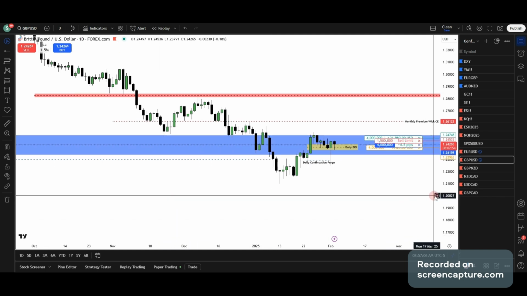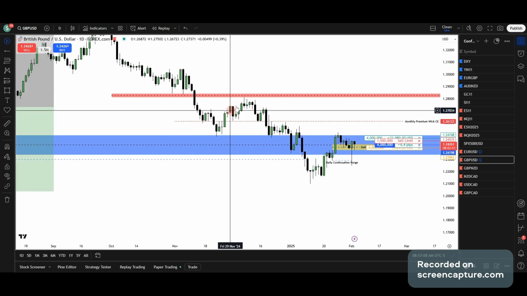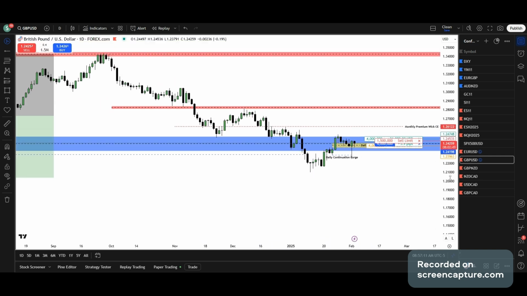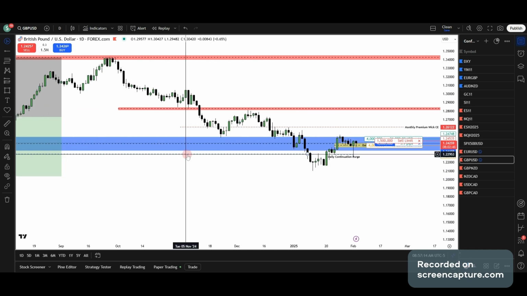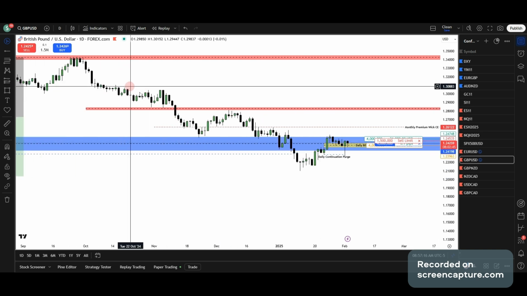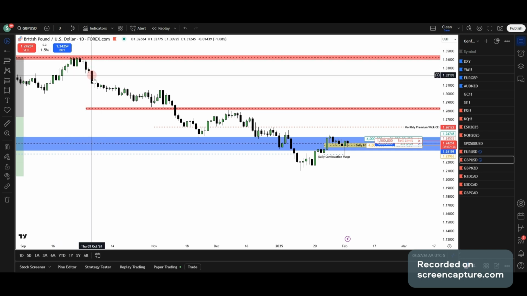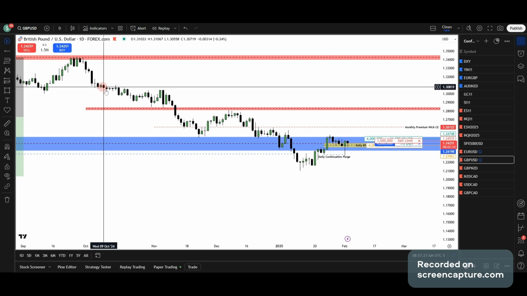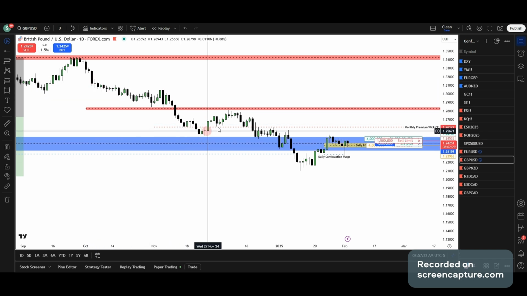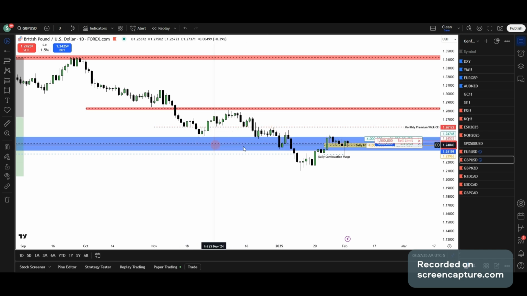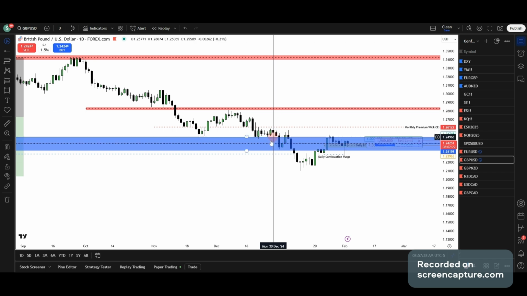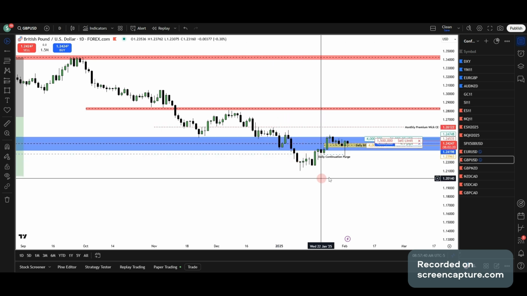So ultimately, I'll zoom out a bit here. We have a long-term market maker sell model, where we have our initial consolidation up here. We have an accumulation right here. We have another accumulation around here. One more smaller accumulation here. And then this here is our smart money reversal.